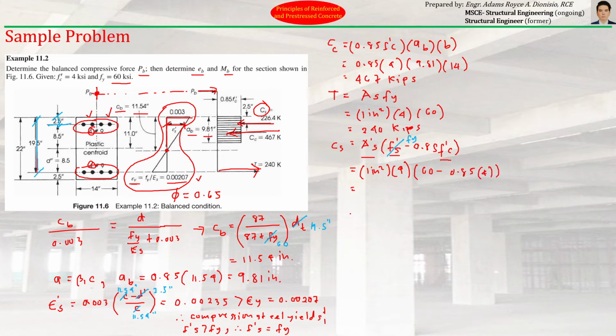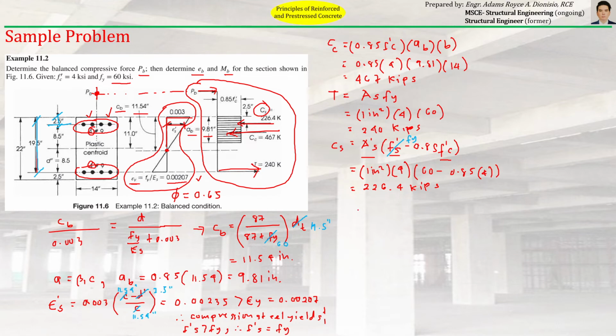Okay. So, computing 4 times 60 minus 0.85 times 4. That will be 226.4 kips. Okay. So, with that, we can now use this force system to compute for the unknown values, starting with PB.